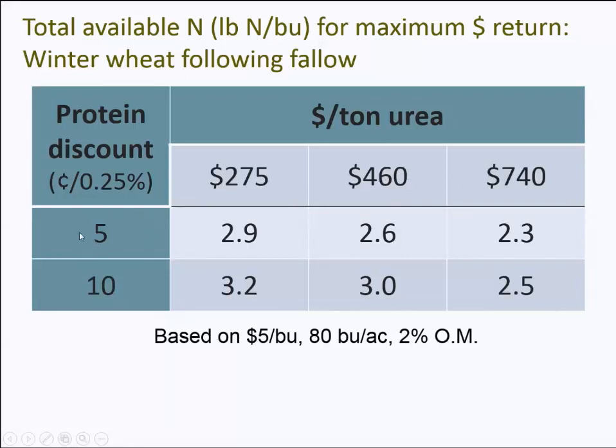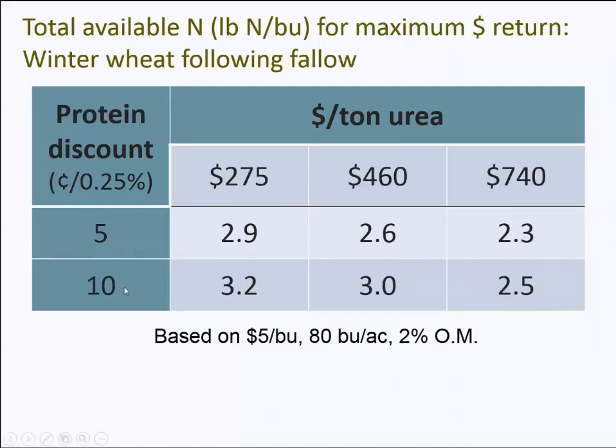So at this lower protein discount, more of an average protein discount for winter wheat, and a $460 per ton urea, the amount of nitrogen to apply per bushel works out to be 2.6 pounds of nitrogen per bushel, which just happens to coincide with MSU's fertilizer guideline. But if the cost of urea were to drop, then you can apply a little more for the best net profit. If it were to go up, it would drop down to 2.3 pounds of nitrogen per bushel.